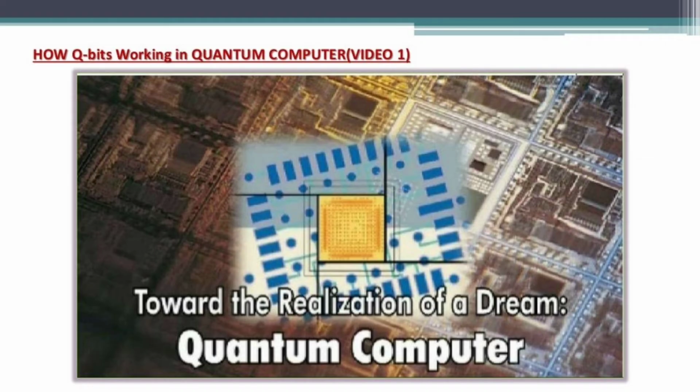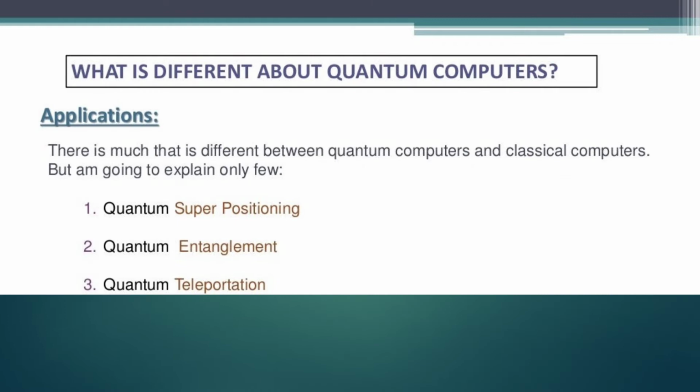Here you can see how a quantum computer works and the working of quantum computers towards the realization of a dream quantum computer. What is different about quantum computers? There is much that is different between quantum computers and classical computers, but I am going to explain only a few: quantum superposition, quantum entanglement, quantum teleportation.